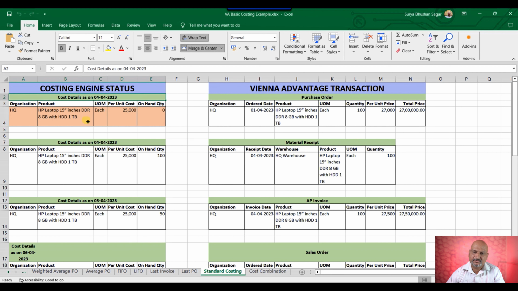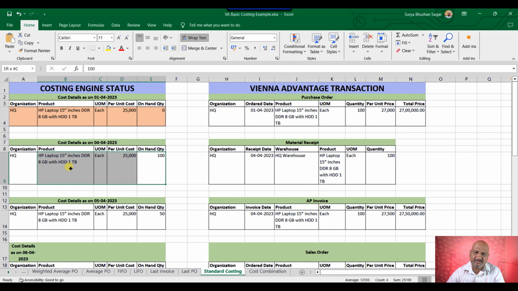The status is on 1st of April. On the 1st of April as well, I'm procuring this particular material with a cost of 27,000 per unit. So you can see it is 27,000 per unit for the same product, where the cost I have given is 25,000. Then the vendor sends that material, and on 4th of April I have received all 100 quantities, and during the completion of the material receipt you can see the status.